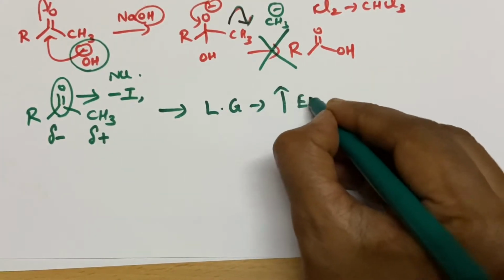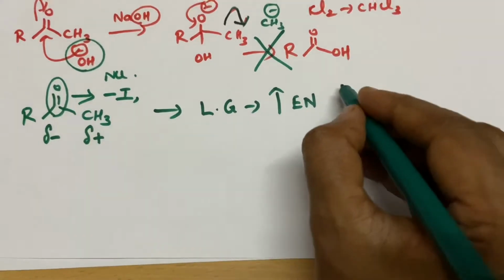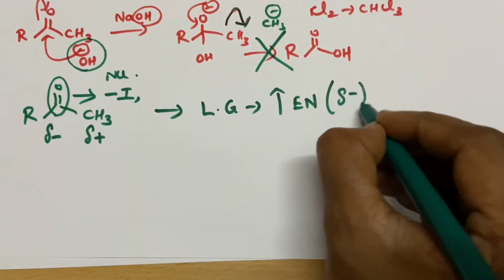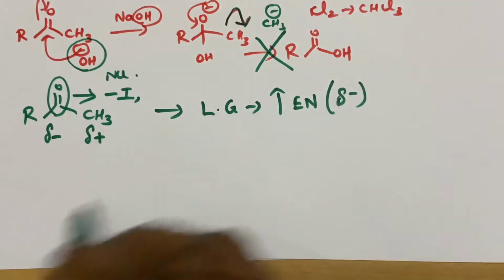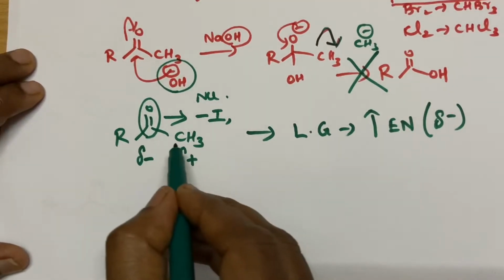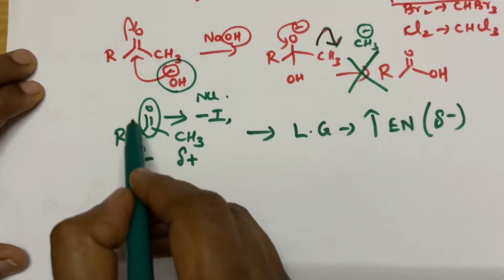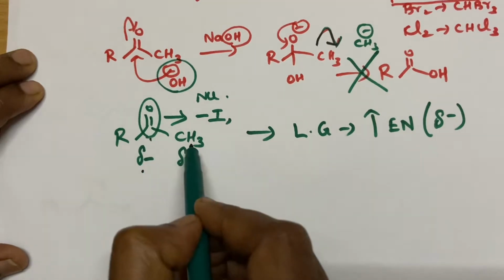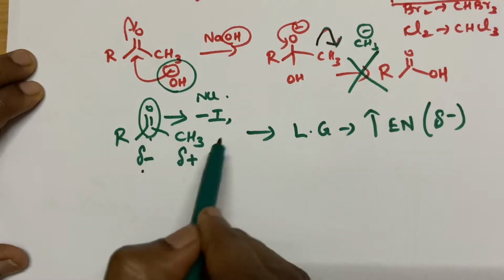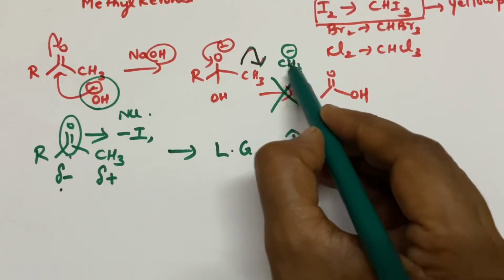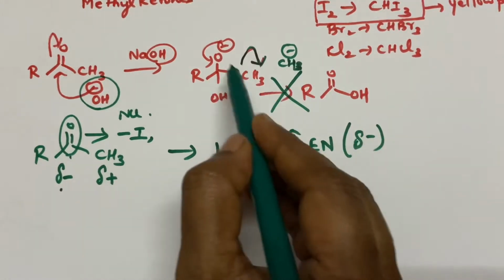A leaving group must be higher in electronegativity. It must possess a partial negative charge. It must be greater in electronegativity. But see the electronegativity difference here. The carbonyl is more electronegative than the methyl. Then how can you remove this methyl? So this is not possible.